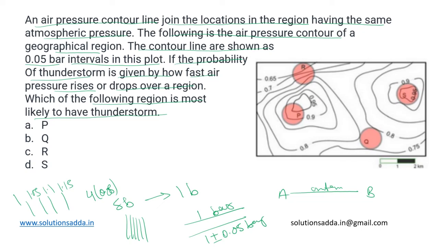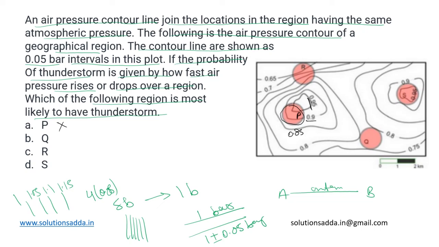Let us have a look at this region P. Over here, this is our P. There are just two contour lines. The first one has a pressure of 0.9 and this one has a pressure of 0.95 because they're adjacent to each other. So the lower one will be 0.85, or it can also be 0.95, but there is not a huge difference over the region P because there are only two contour lines in this region. So just a difference of 0.05 being created. So this cannot be our answer.